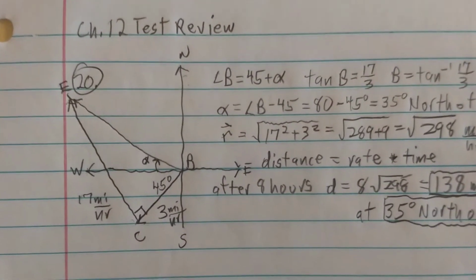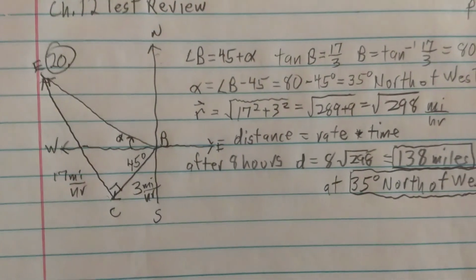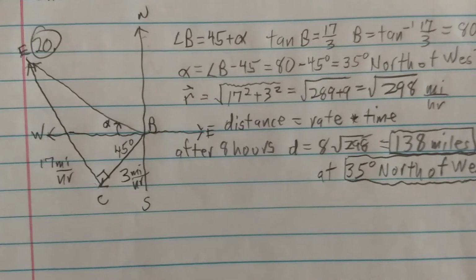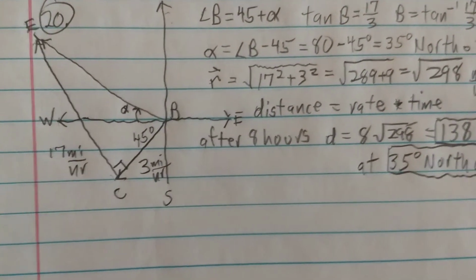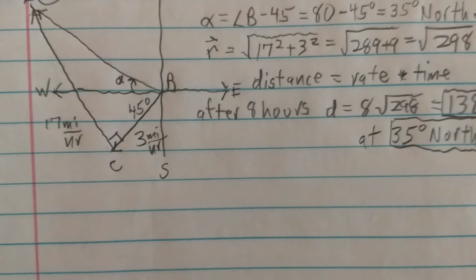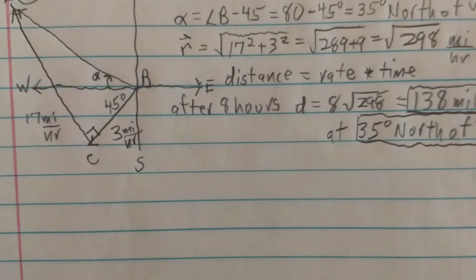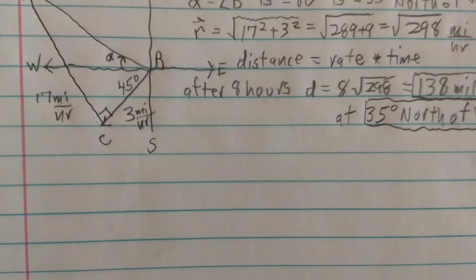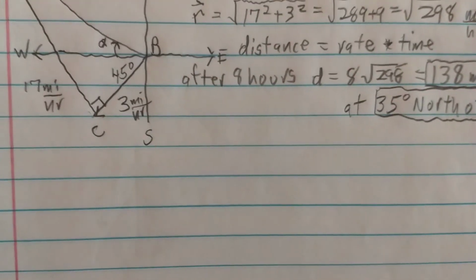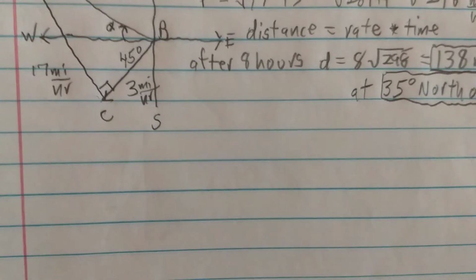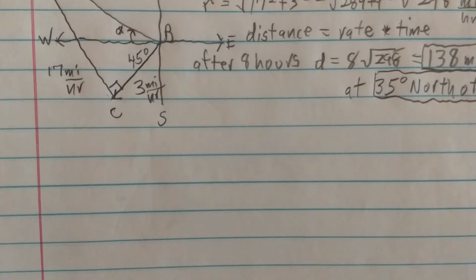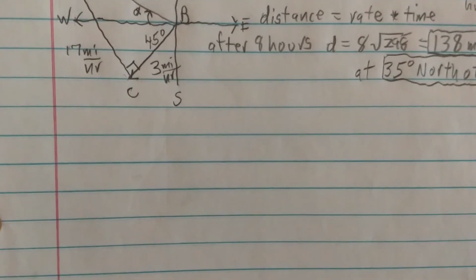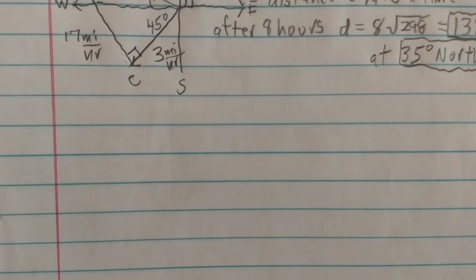Now the last one is a little bit more involved word problem. So we're using directions here. We're given that point B is our starting point, which will be our origin, and we're being told that we're going 45 degrees west of south, 3 miles per hour. So that's why we go from B down to C with a 45 degree angle, because it's west of south, and then inside the triangle to the x-axis is also 45 degrees.